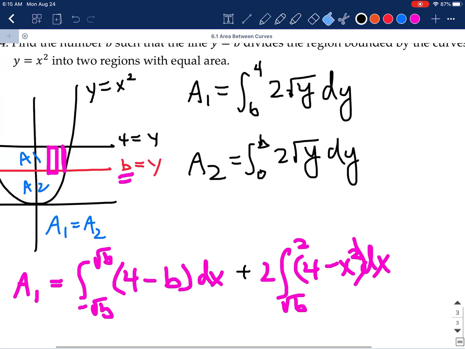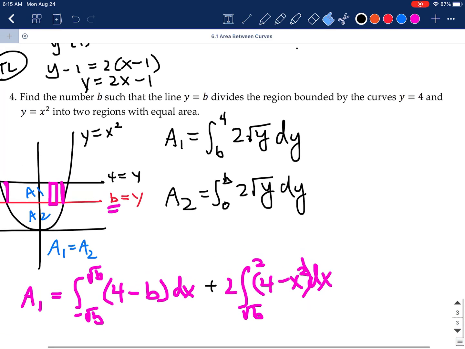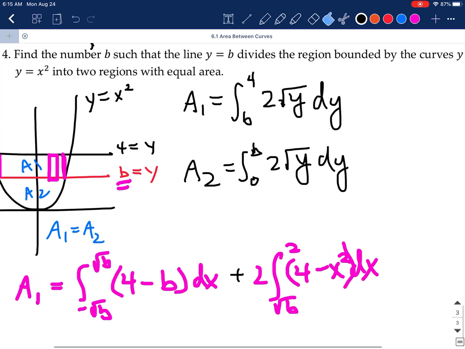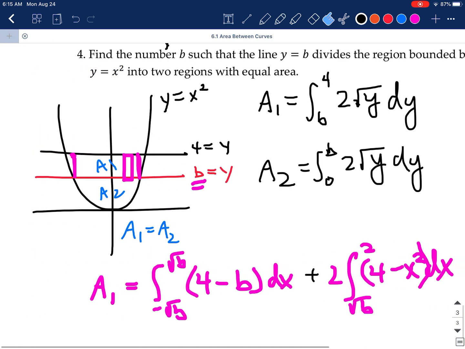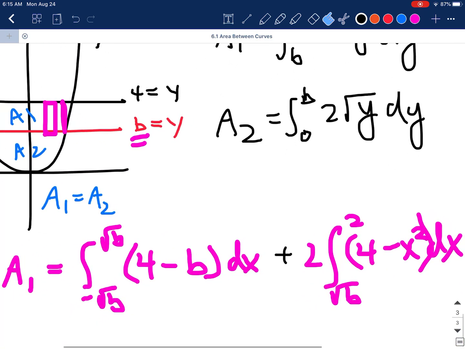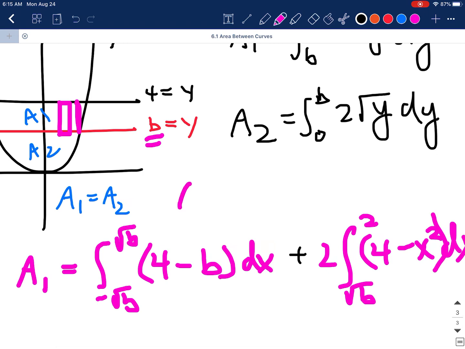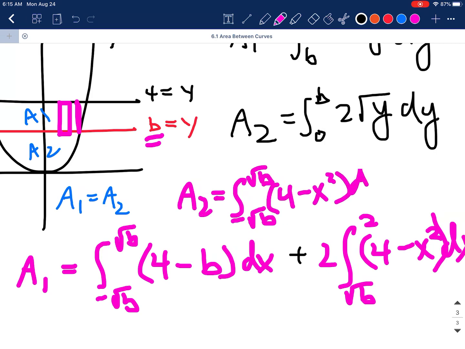Okay, so we could do that. You can see that that's going to be a bit messier, but it would still work. And then area 2 would just be 4 minus x squared. So let's just put it above here. Area 2 would equal the integral, and the intersection would again be from negative rad b to radical b of 4 minus x squared dx.